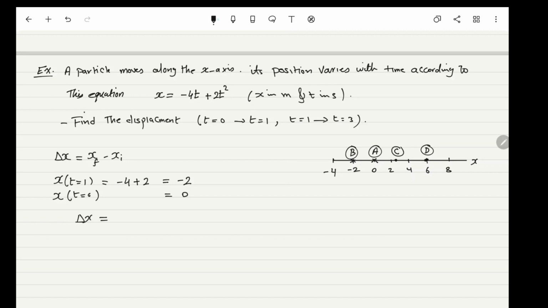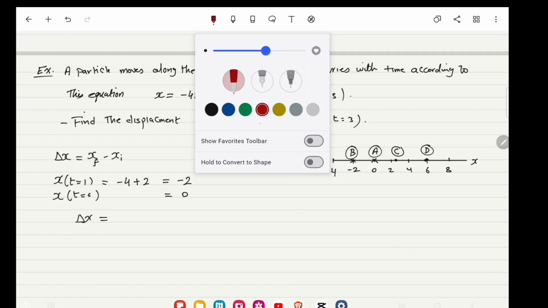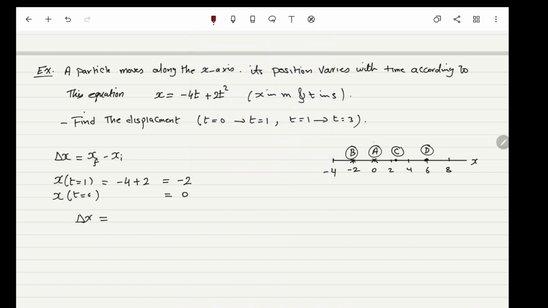So the particle actually moves from A to B. To find this displacement, we just calculate the position at t equals 1 and at t equals 0. So the displacement here equals -2 minus 0. So the displacement equals -2 meters.